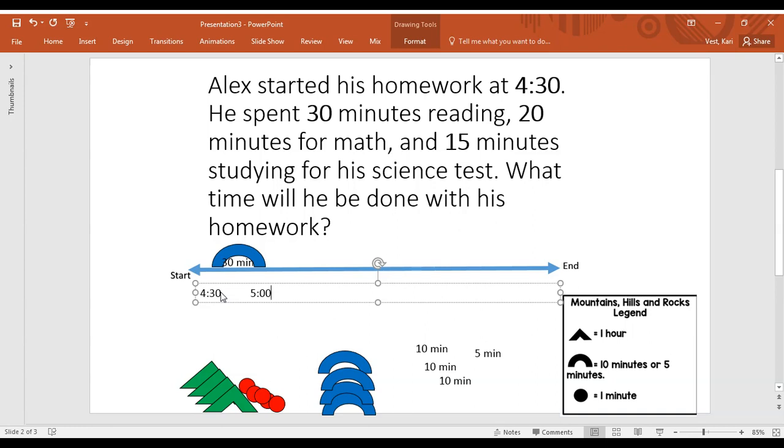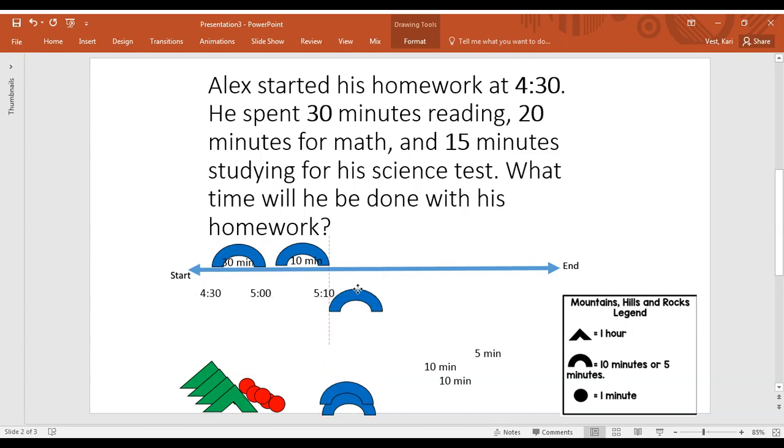Okay, now I need to talk about the 20 minutes for math. I'm going to go ahead and use a hill to represent 10 minutes of that 20 minutes. So I am now at 5:10. And then I'm going to use the hill for another 10 minutes for a total of 20 minutes for math. So I'm now at 5:20.